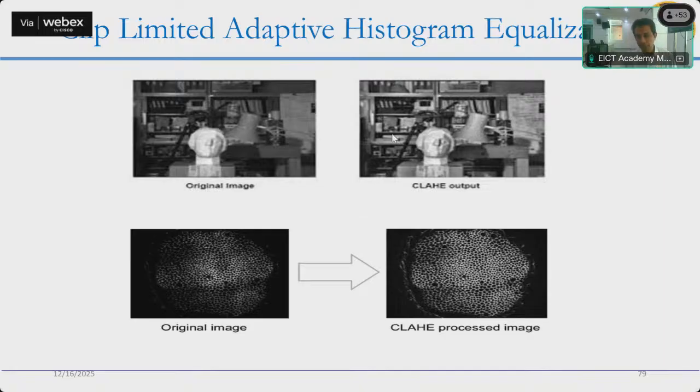Again, if you notice in this figure, the visibility is better. In the original image, what you can see here has been changed. So here again, we have applied the CLAHE processed image and it has been changed.